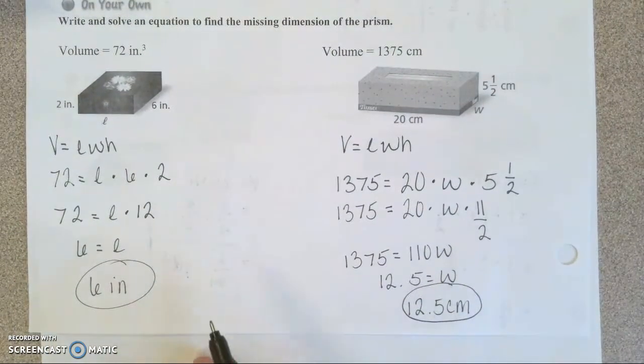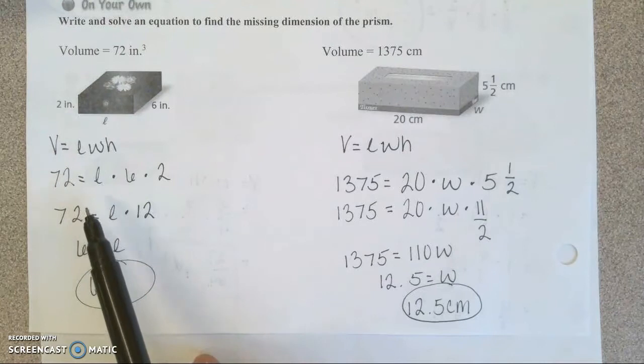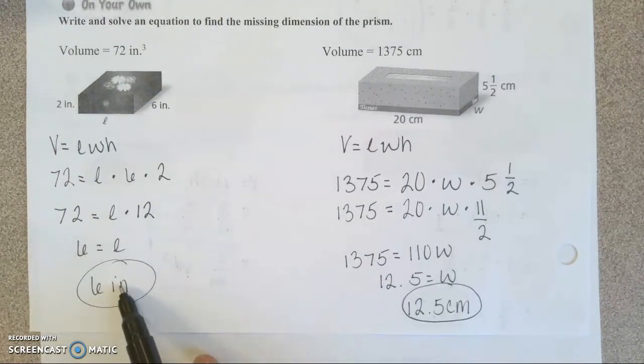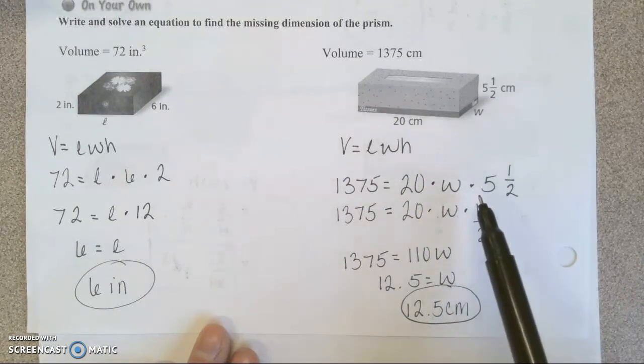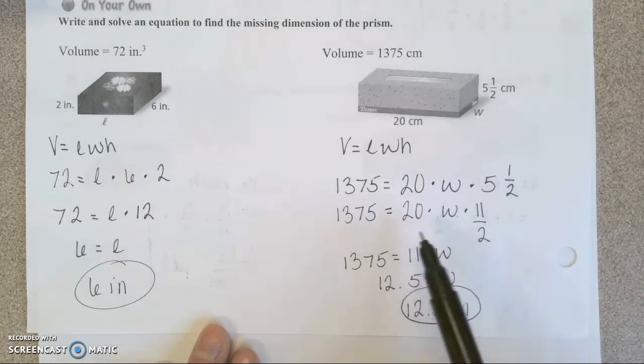All right, so on this first one, I substituted in my numbers and I ended up with 6 inches. The second one, I substituted in my dimensions here. That 5 1/2, I rewrote it as 11 halves, and then when I multiplied that out, ended up with 12 1/2 centimeters.